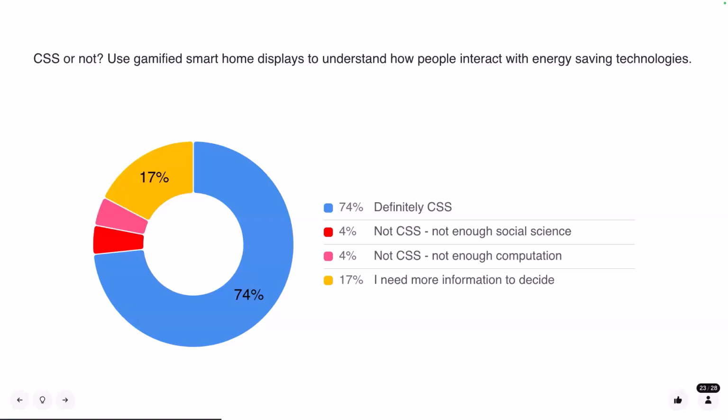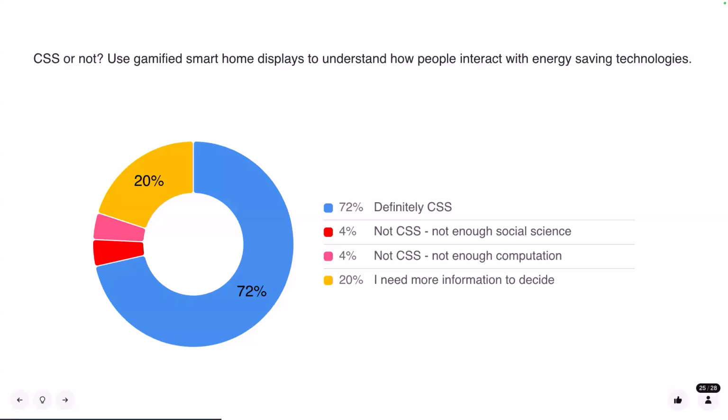But again, as with the other question, I think it does depend. It's hard to capture the nuances of a research project in just one sentence, so it's hard to know what the purpose is and what you expect the conclusions to show. But I would think that a gamified smart home display ticks off that computational category in that we're capturing a lot of digital data. It's gamified too, so we're looking at encouraging people to use this smart home display.